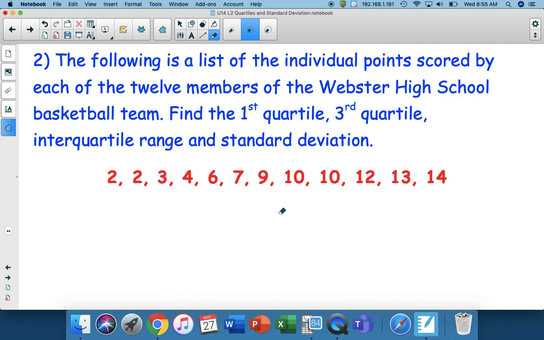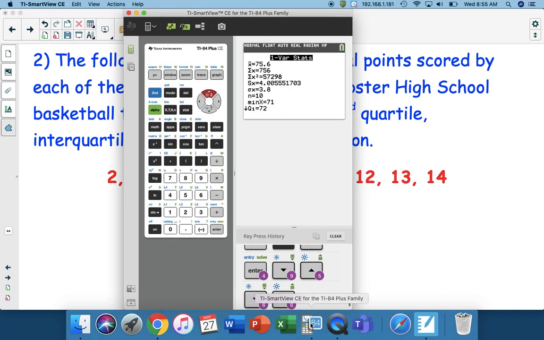which is fine. When you do the classwork later, please explain with words how you found quartile 1 and quartile 3. All right, don't just say I used the calculator, because I'm not going to count that as credit. All right, so here we go using the calculator.